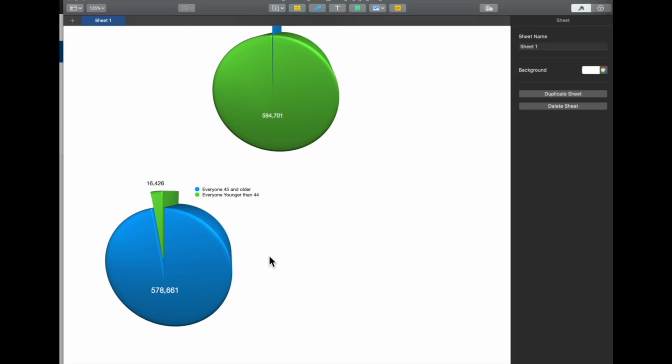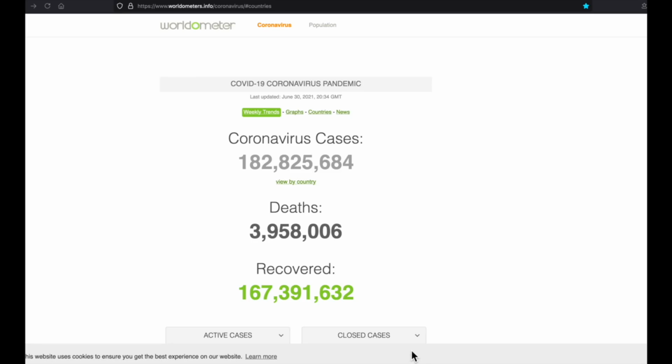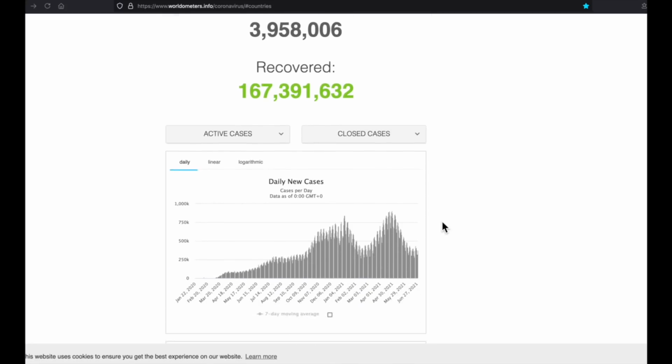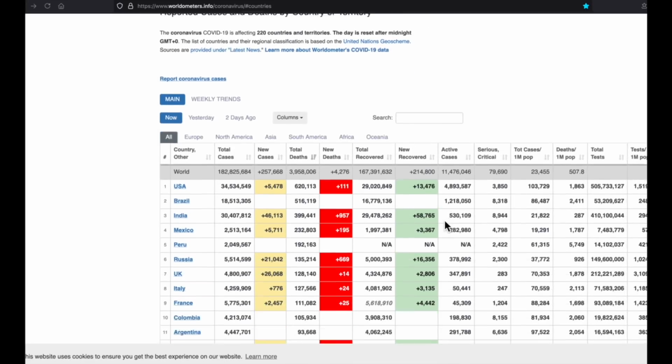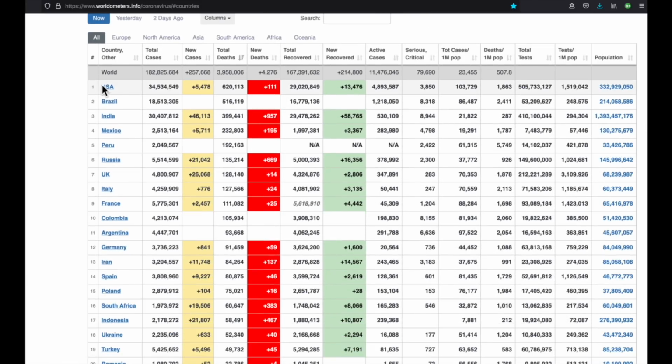In this segment, we're going to take a closer look at Worldometer. And Worldometer right now, as of June 30th, is recording 3.958 million deaths. And this is what it looks like on a global basis. What I want to do, though, let's see how to do this. The list of countries is sorted by total deaths.